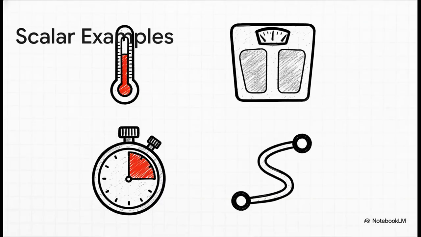Just think about it for a second. When you say the temperature is 30 degrees, or that you weigh 60 kilograms, or that you waited for 5 minutes, you've given all the information anyone needs, right? You don't say it's 30 degrees upwards, or I waited 5 minutes to the left. They're just numbers, and that's what makes them scalars.